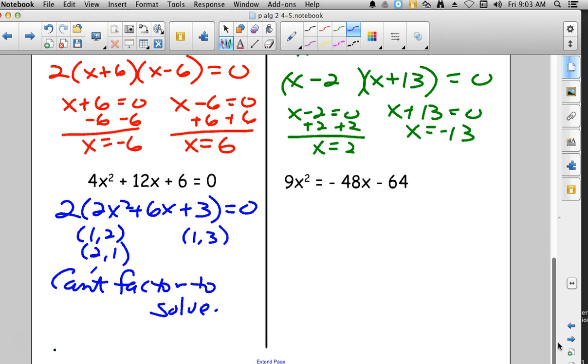So this one can't be factored. Doesn't mean it can't be solved. It can. It's just that we can't factor it to solve, and that's what we're doing right now. So let's move on. Something looks wrong with that next one. Yeah, it doesn't have a 0.